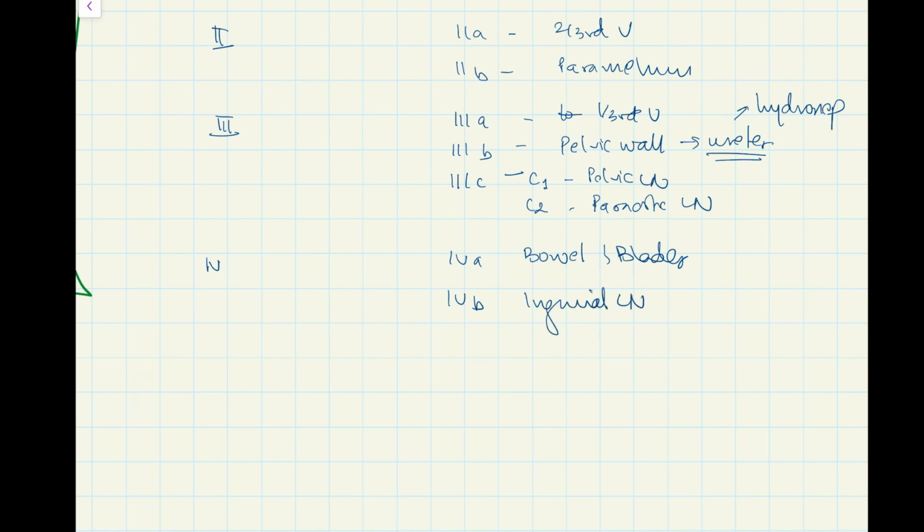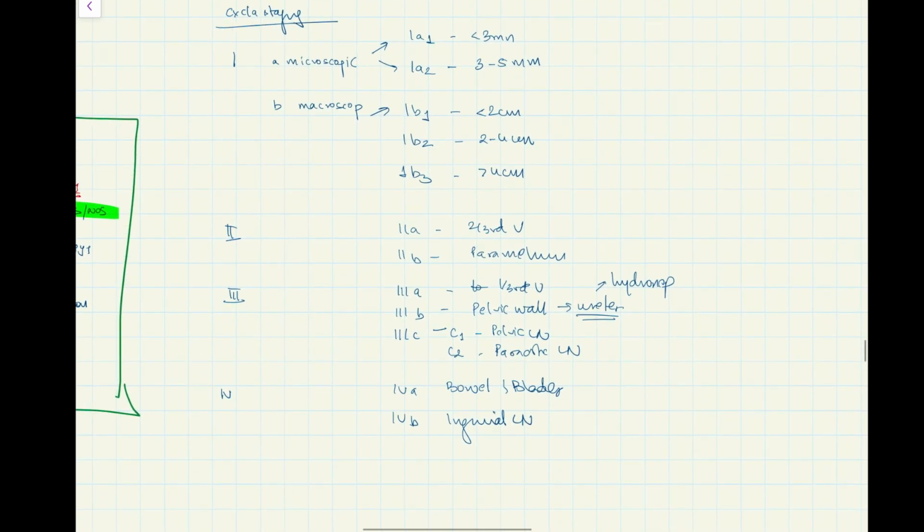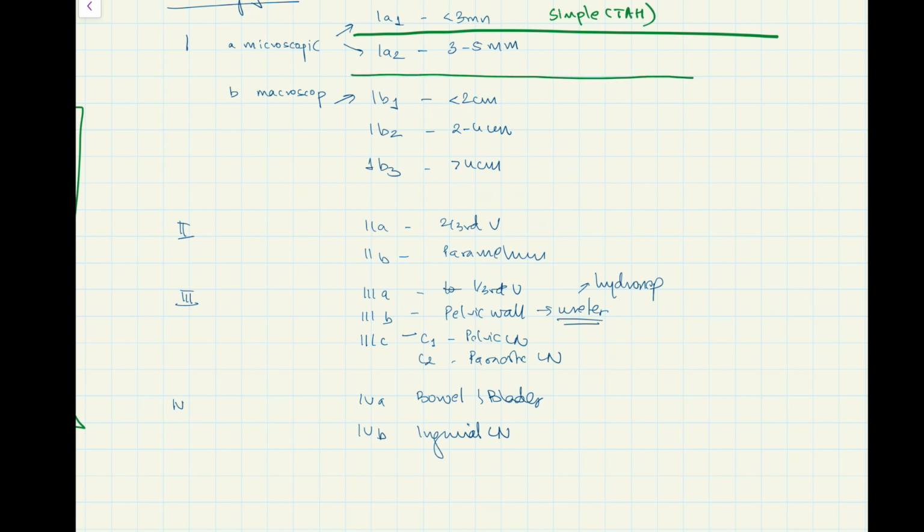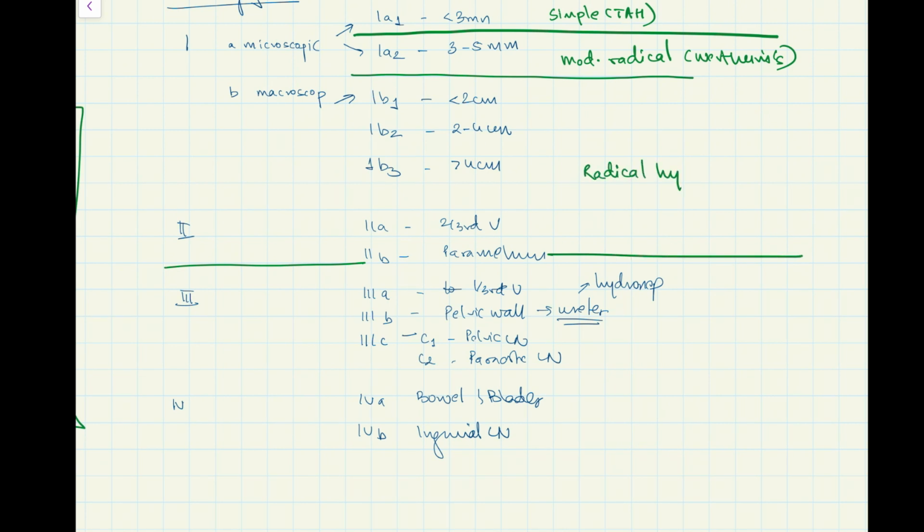Right. Now if you talk about its management, it is very easy. For stage 1A1, the treatment is simple hysterectomy or transabdominal hysterectomy. For stage 1A2, modified radical hysterectomy or Wertheim's hysterectomy is done. Up till stage 2B, radical hysterectomy or Meigs hysterectomy is done. This is type 1, type 2 and type 3 hysterectomy.